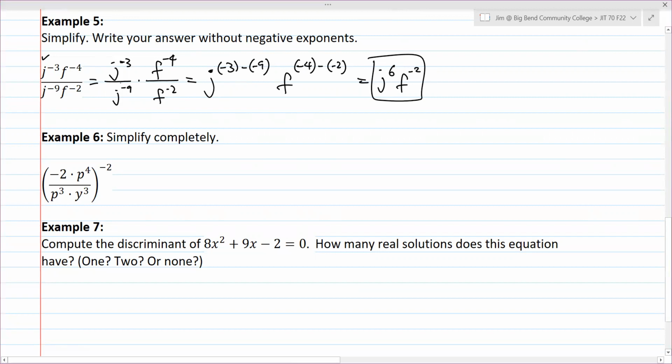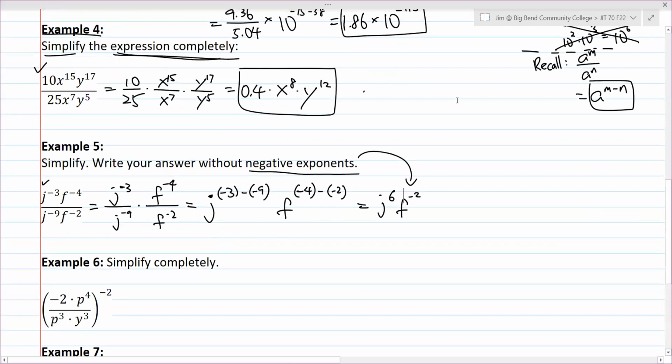And then gotta be careful. We're not done yet because we have to write the answer without negative exponents. And this is a red flag because, ooh, that negative 2 is a negative exponent. Now you can see the difference between example 4 and 5. Example 5 has one more condition you need to meet. We have to turn the negative 2 into positive 2.